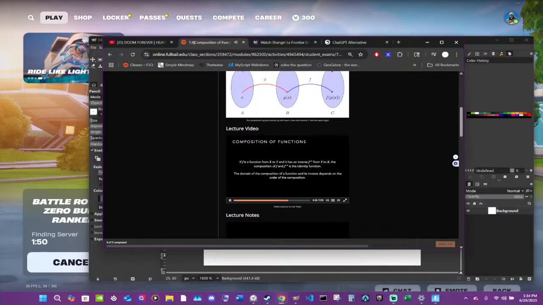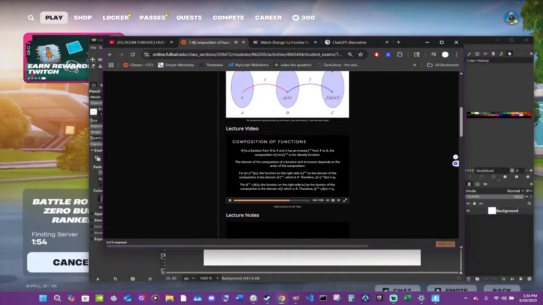The domain of this composition of functions and its inverse depends on the order of the composition. If the composition is f of f inverse, the function on the right-hand side is f inverse. So the domain of the composition is the domain of f inverse, which is y. Therefore, the composition of f of f inverse is equal to I sub y, because the input comes from y, and the output will be y. If you change the order and compose f inverse of f, the function on the right-hand side is f, and its domain is x. And the inverse function maps y back to x. This means that the composition f inverse of f is the identity I sub x.